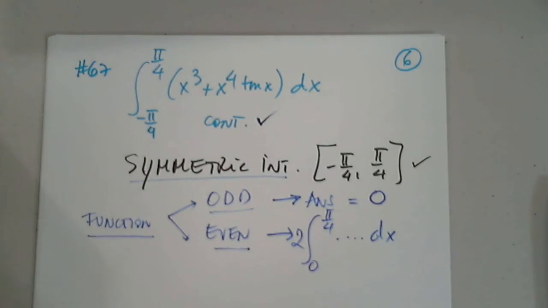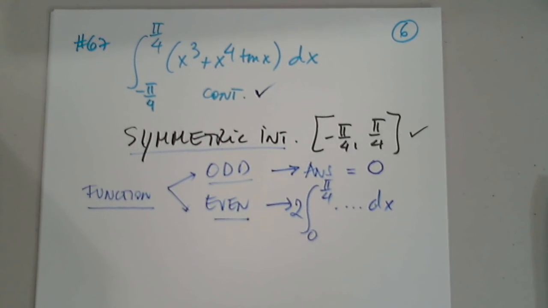So let's go back and check. Is it odd or even? Or none of the above? A function doesn't have to be odd or even. How do we check if it's odd or even? What do we need to calculate or determine?